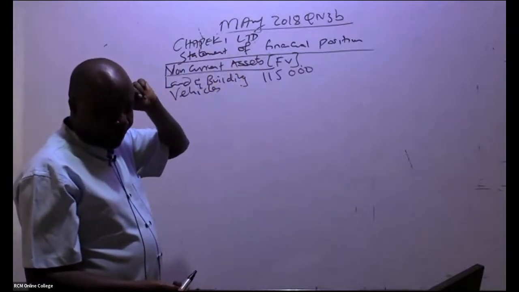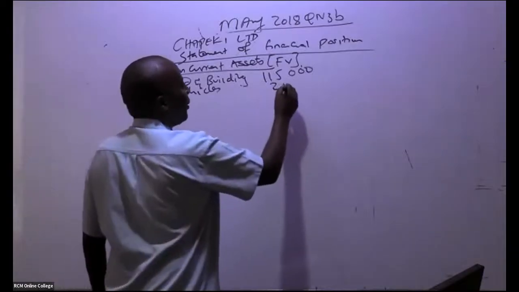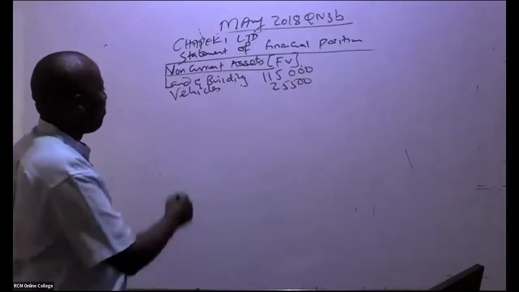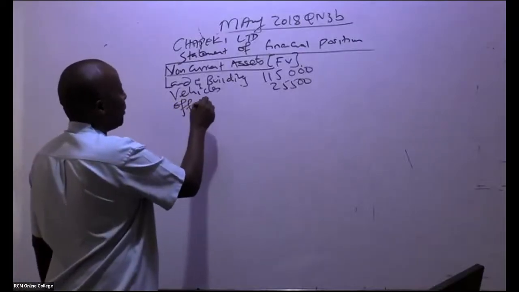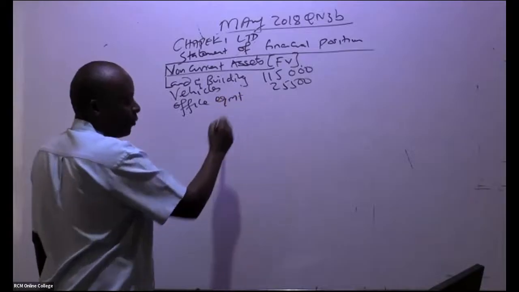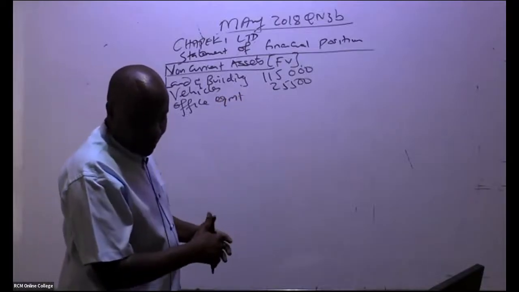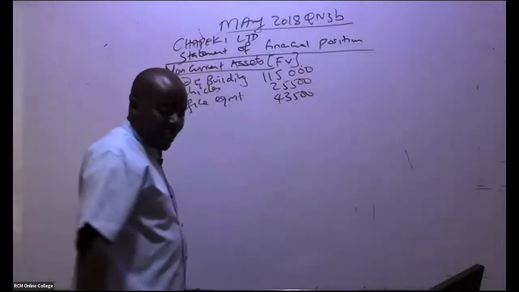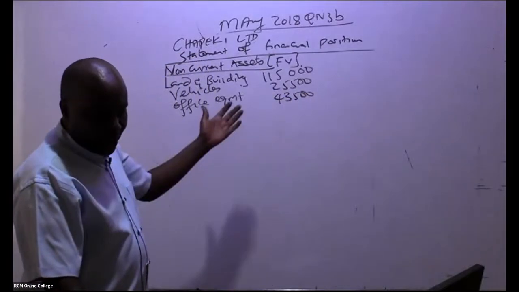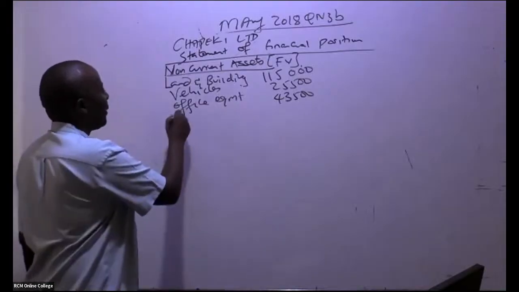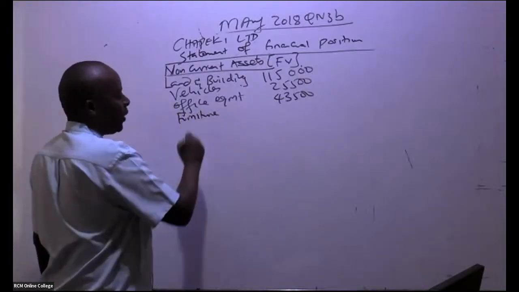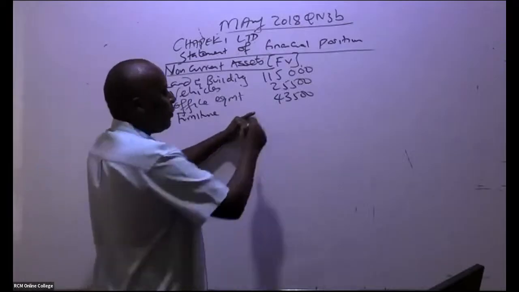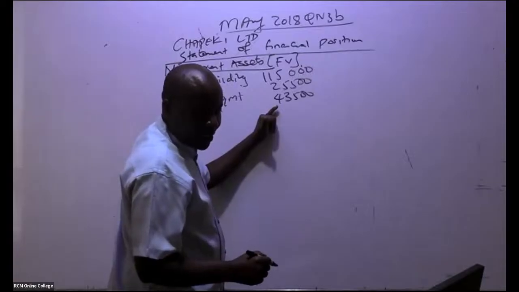Vehicles: 25,500, so that you can move with speed. From your past paper, the next one is office equipment. Office equipment, we have 43,500. Thank you so much. From there, I can see what we also took over in this case here is furniture. So furniture, how much for furniture? We have furniture of 29,550.